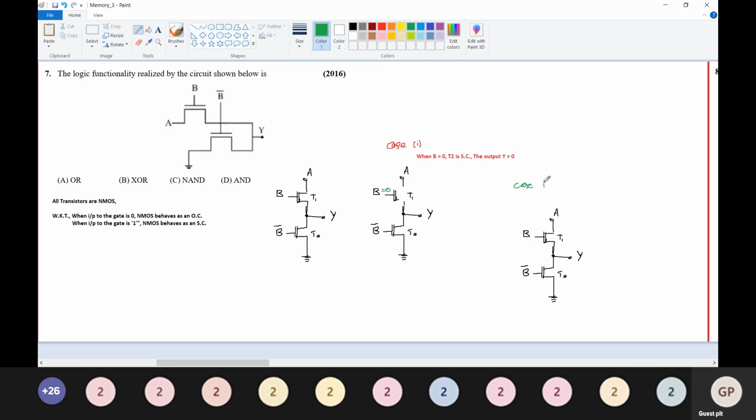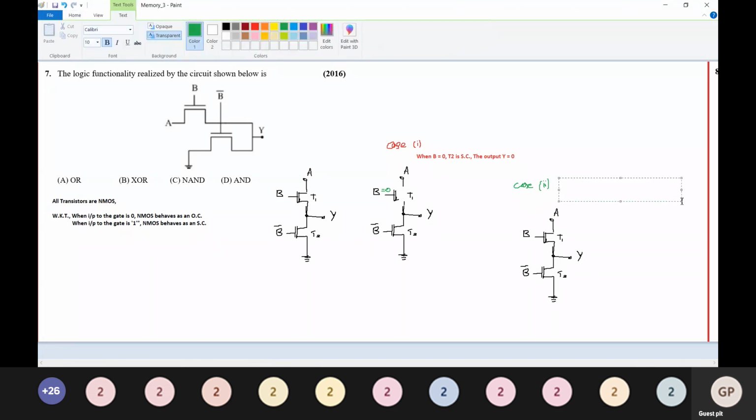In case 2, B is equal to 1. When B is equal to 1, what will happen to your transistor T1? T1 is short circuited, and the output is going to be Y is equal to A. Output Y is equal to A.